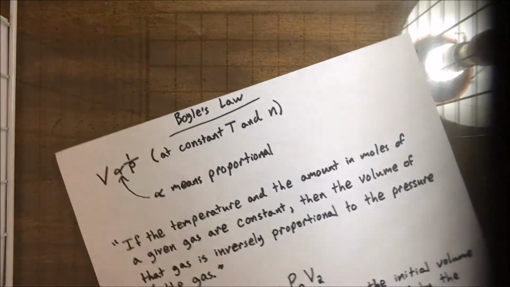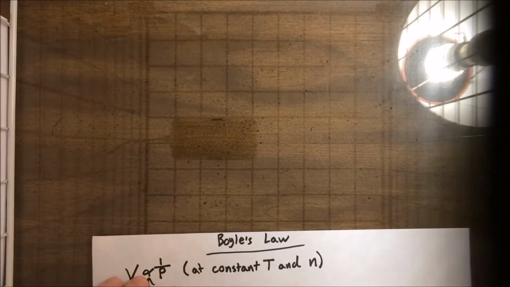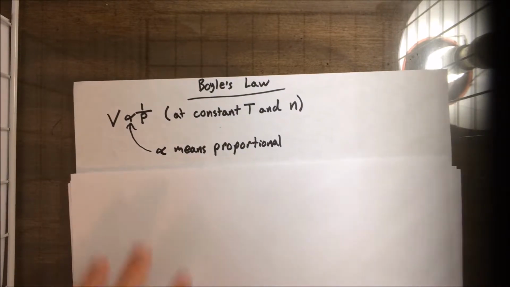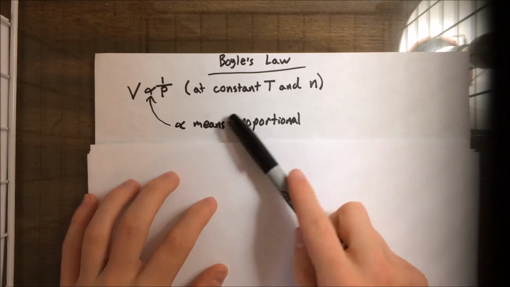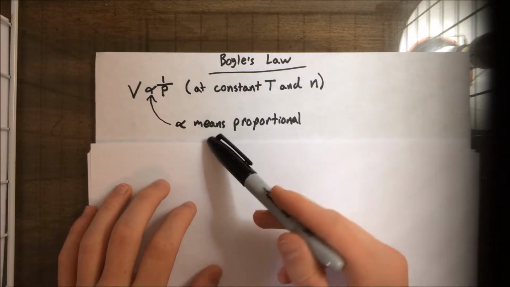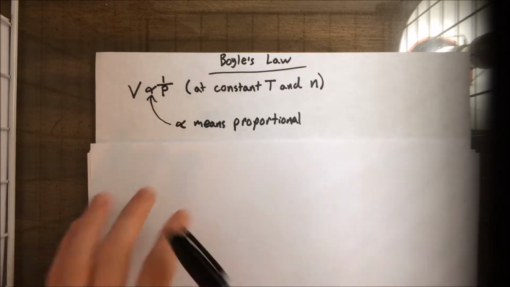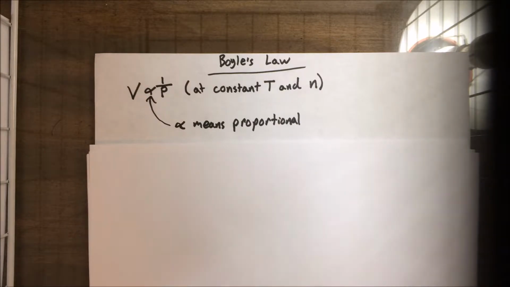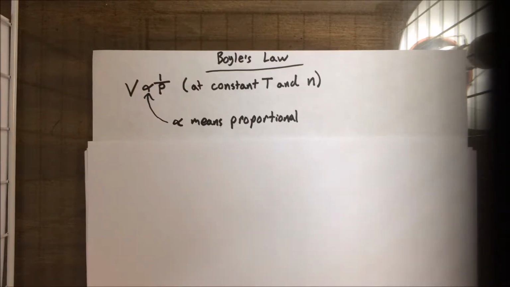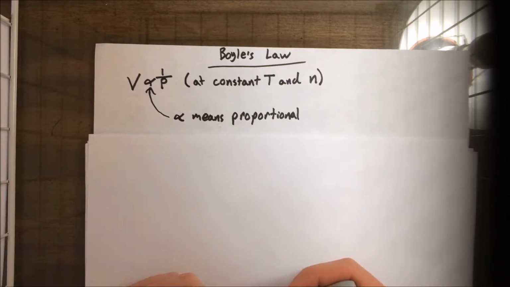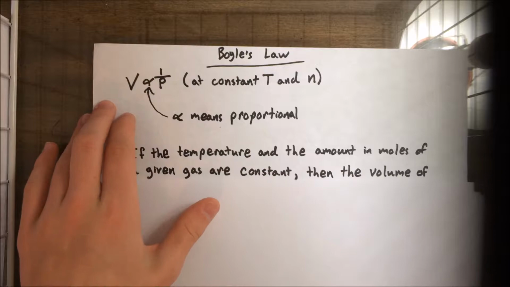So now let's go ahead and look at Boyle's Law. With Boyle's Law, the relationship between the basic gas properties is that the volume is proportional to 1 over the pressure, and this is at constant T and n. So what exactly does this mean? Because I know for some of y'all that would be a little bit confusing.